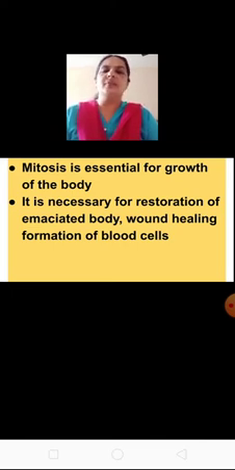For all this, there is multiplication of cells, so there is no fusion of gametes or fusion of any chromosomes, just multiplication of cells. So for restoration of the emaciated body, for wound healing, as well as for formation of blood cells, mitosis is essential. And then for the growth of the body, we saw all this in the previous video.